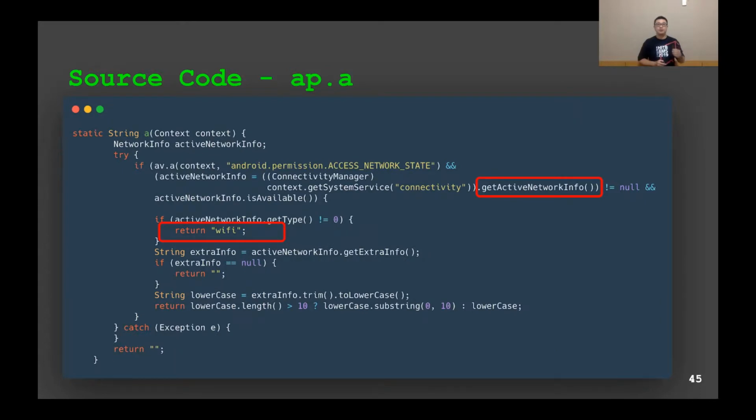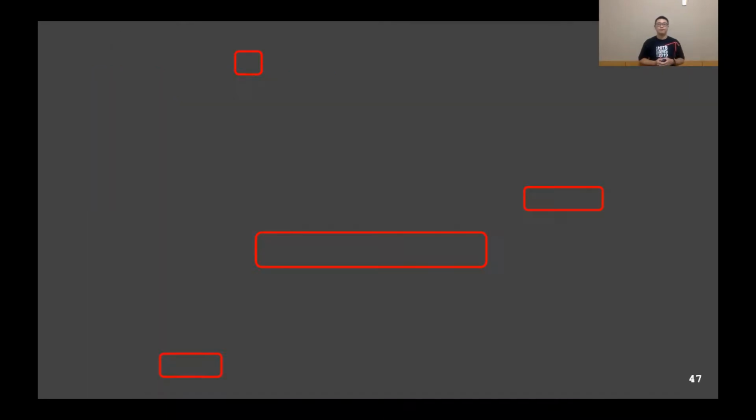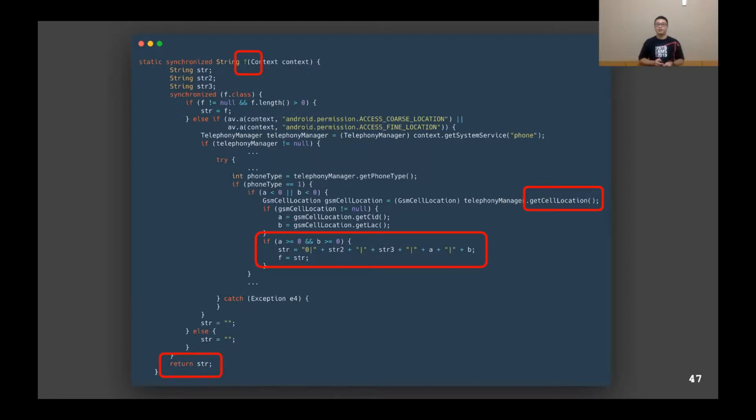Now, let's dive into the source code of function ap.a. As you can see in the source code, it tries to call native API get active network info and returns the related information as a point. And now let's dive into the source code of f.f. Native API get cell location is used to get the cell phone location data. This information is processed with some other strings, and at the end of this function, it returns the strings with the information.